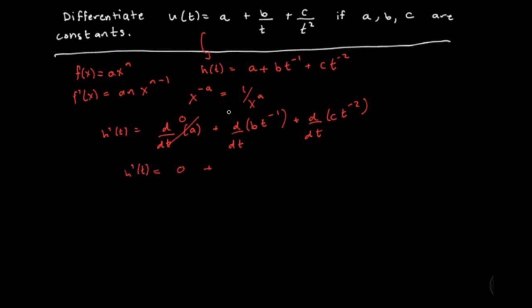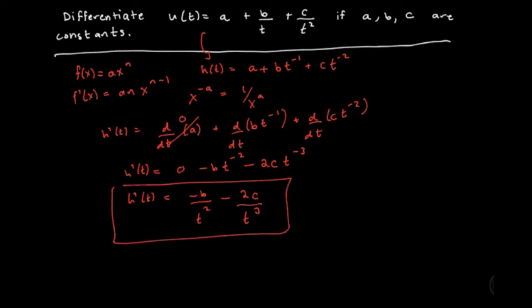we get negative b. Okay, so you do negative 1 times b, so negative b, t to the power negative 2, right? You subtract 1 from the power. And then for the next term, we do negative 2 times c, so negative 2c, t to the power negative 3. Now if we only wanted to use positive exponents, this would look like negative b over t squared minus 2c over t cubed. And that is basically your derivative function.